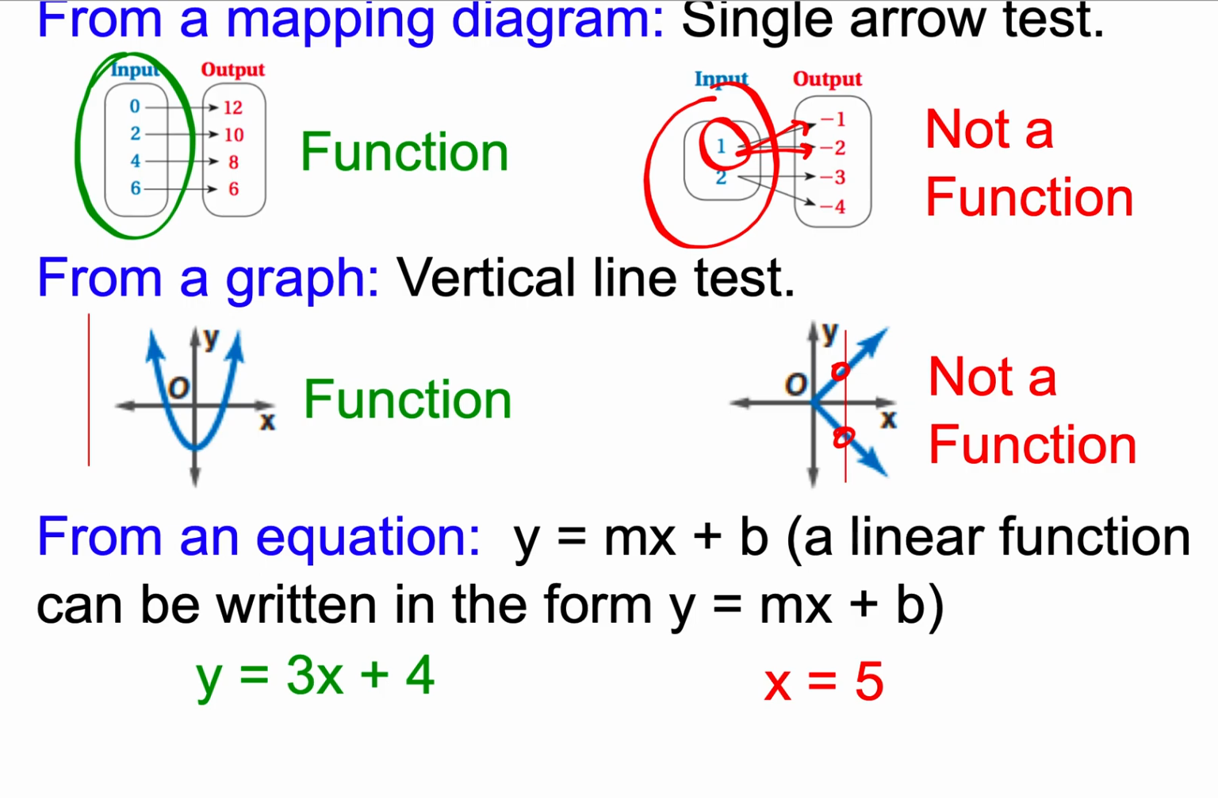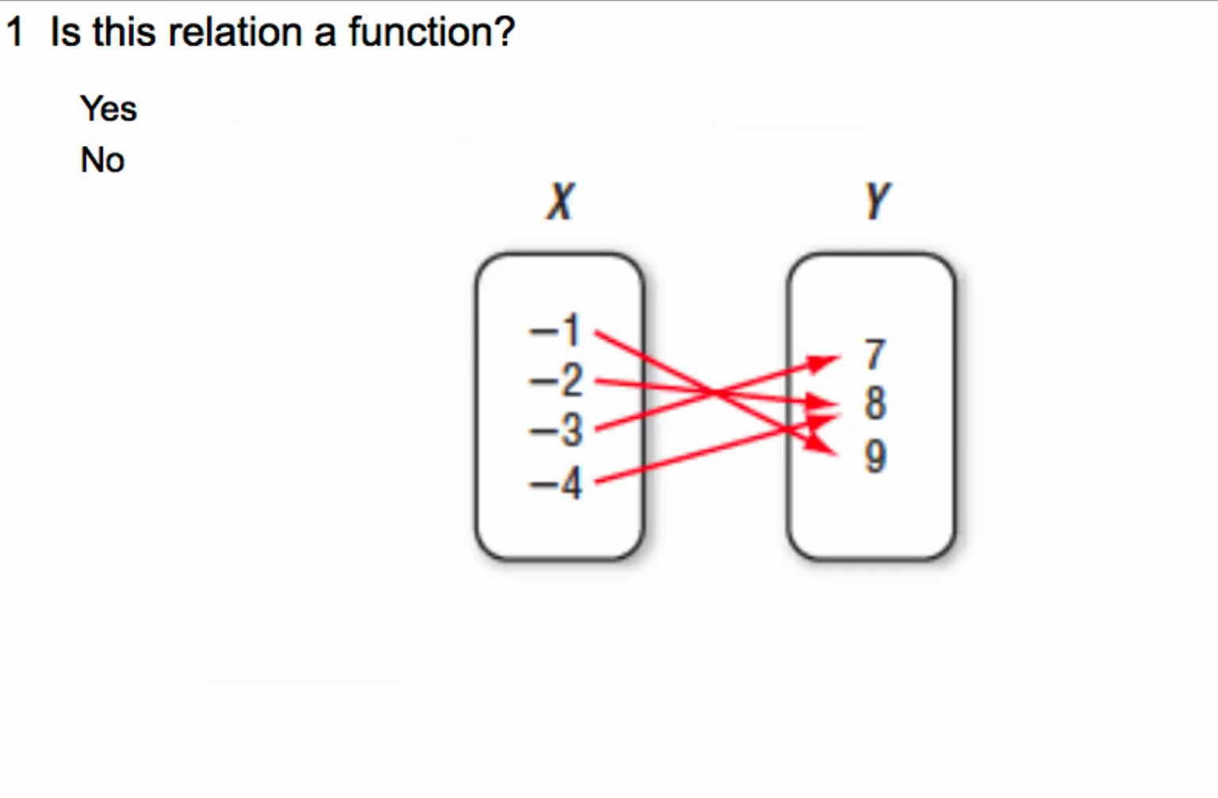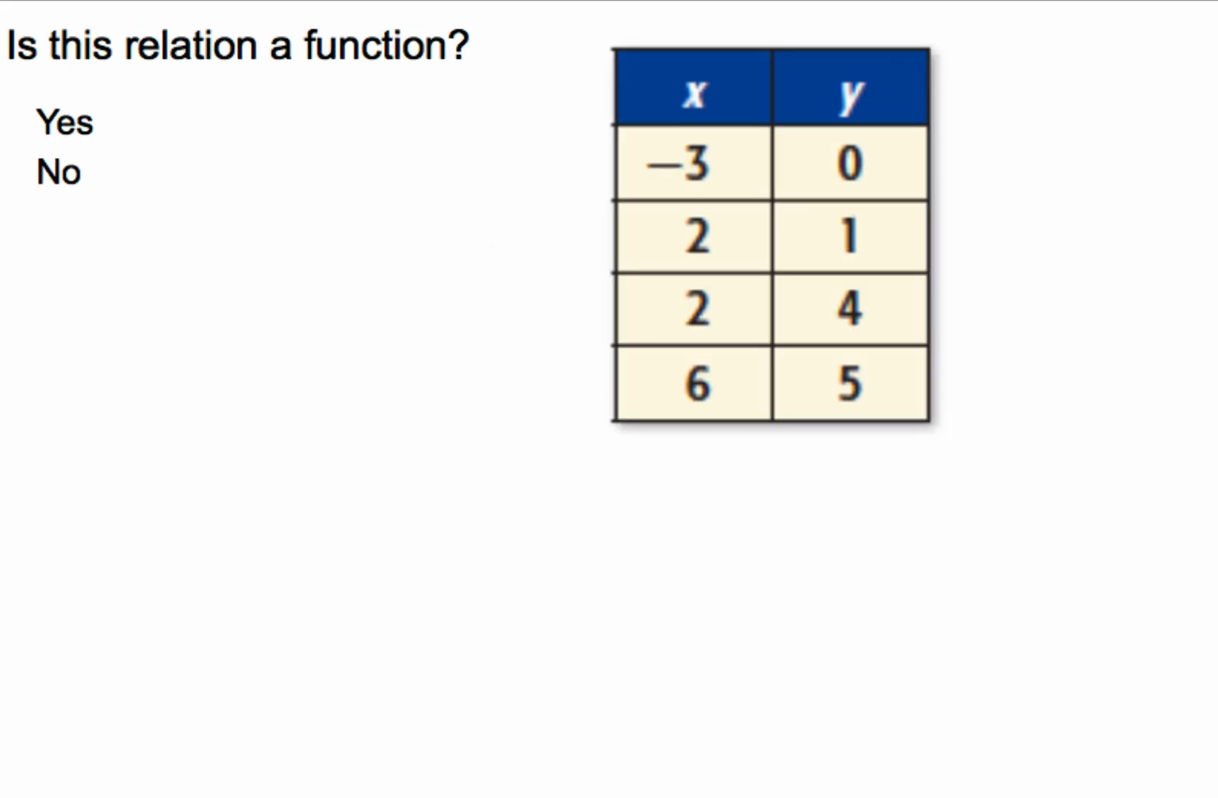Okay. So let's look at some examples. Is this relation a function? Well, this one is, because all of the inputs only have one arrow coming out of them. Is this relation a function? Well, if you look at the x's, there is a repeat of 2. This is not a function, because 2 cannot both give an output of 1 and 4. It should only have one output.